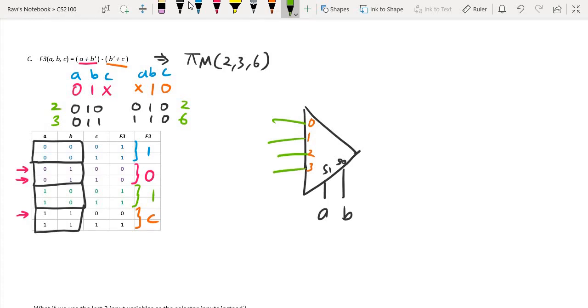Okay, so for 0, 0, it is, so this is a 1, this is a 0, this is a 1, and this is C. Okay, this is your F3 output. So you can see that the approach is the same. As long as you are able to translate the information to a truth table, then the steps are always the same. Group them into pair by pair, and then you analyze from there.